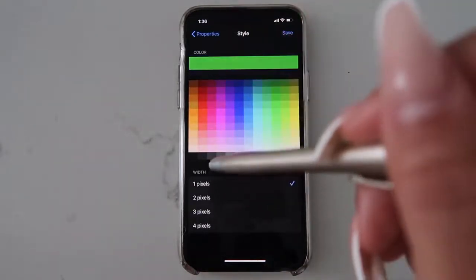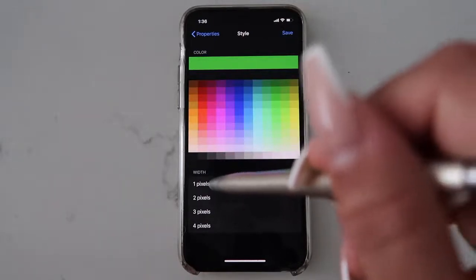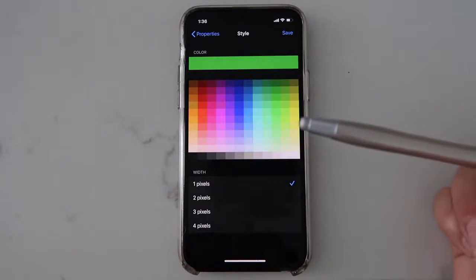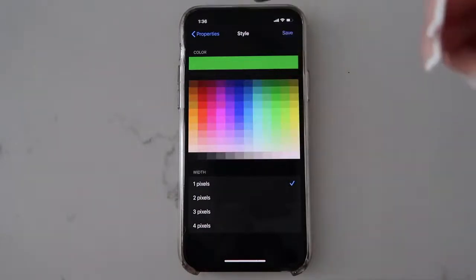And understand here where it says width, 1 pixel, 2 pixels, 3 pixels, 4 pixels, that is just how thick and visible you want it on your screen.